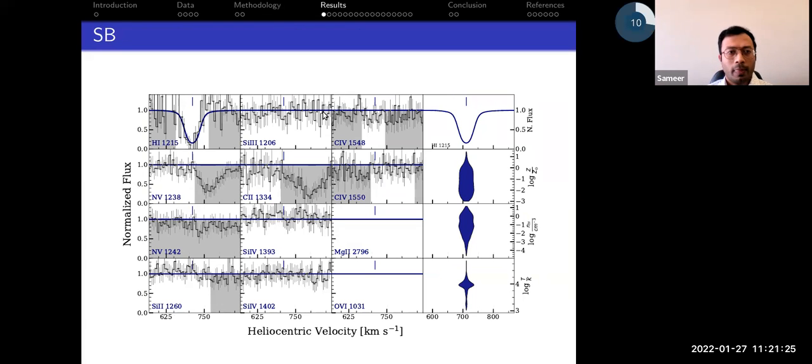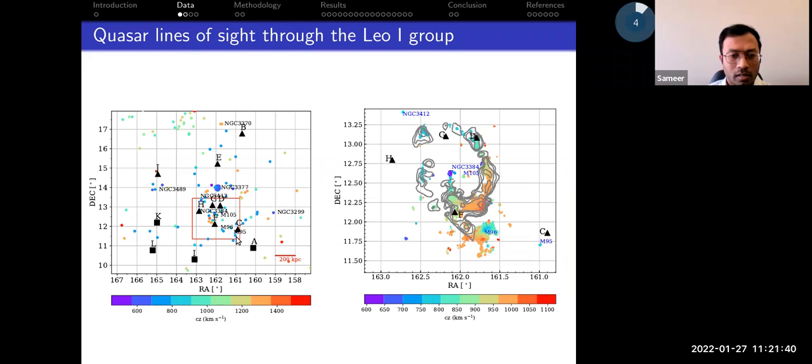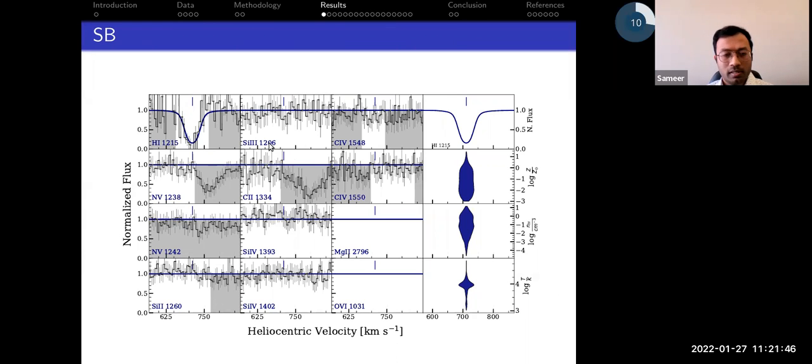Now that we have discussed the data and our methods, I'll go on to the results. I'll be showing the application of our method to each of these sightlines that we have here, sightline C to sightline I, 11 sightlines. So this is sightline B.